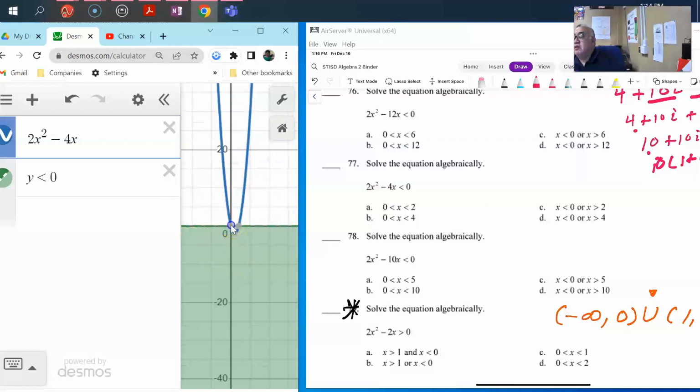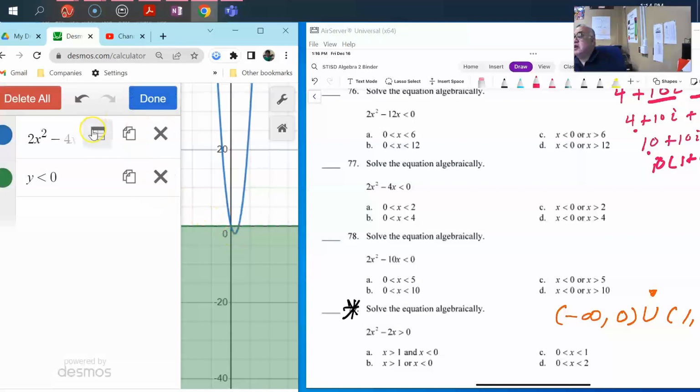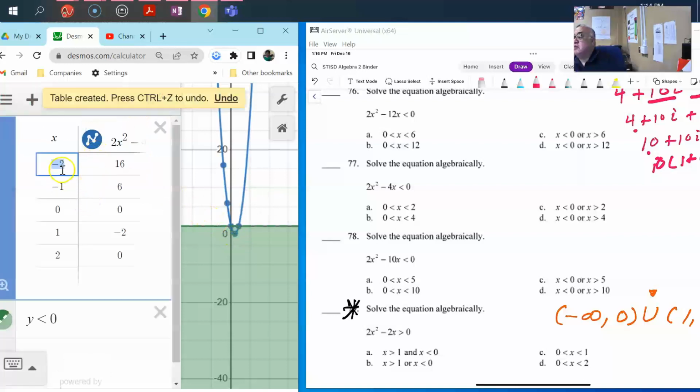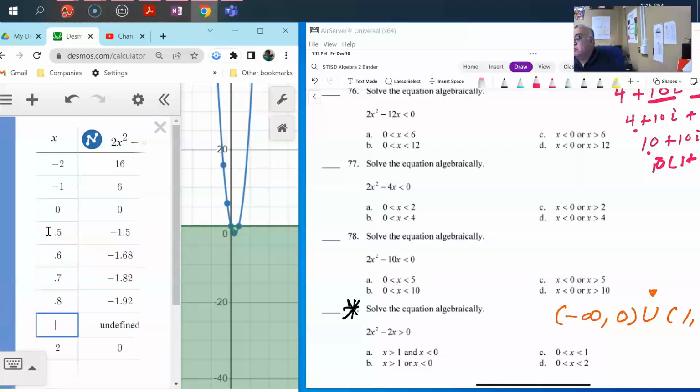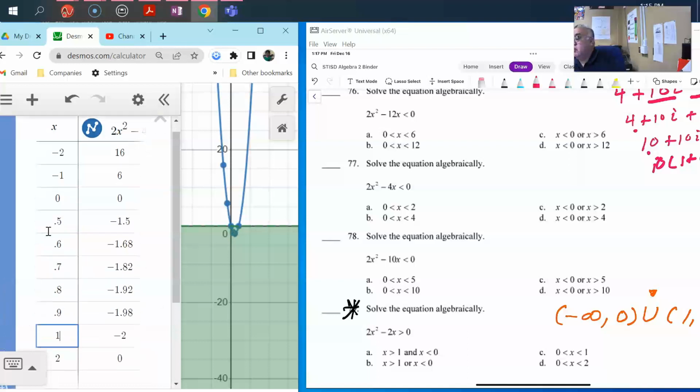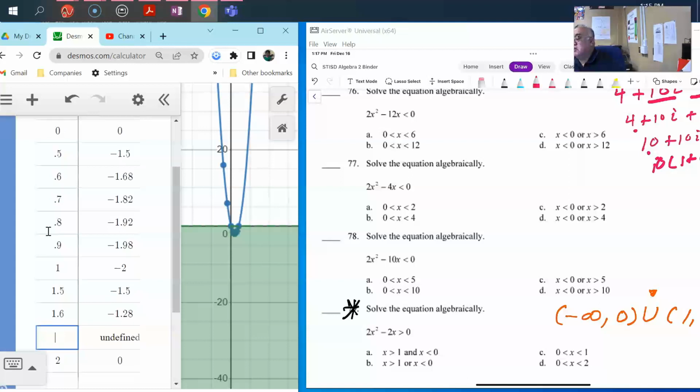And we know that if we start with 0 and we go to 2, the y value is going to be 0 at the ends. And you can see that in the table. So I'm going to go from 0. You notice that 0, 0, 1. Let's say I use 0.5. See how it's negative? 0.6. You see how it's negative? 0.7, 0.8, and it's negative. 0.9, 1, 1.5, right? 1.6. They're all negatives. But once I reach 2, it's 0.